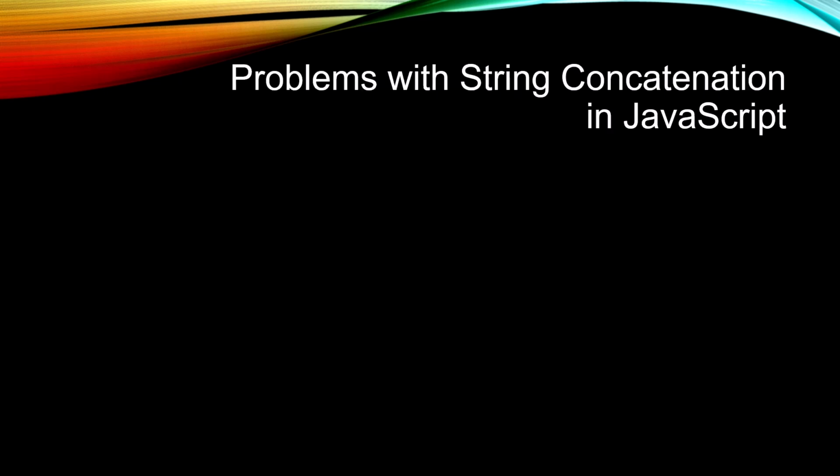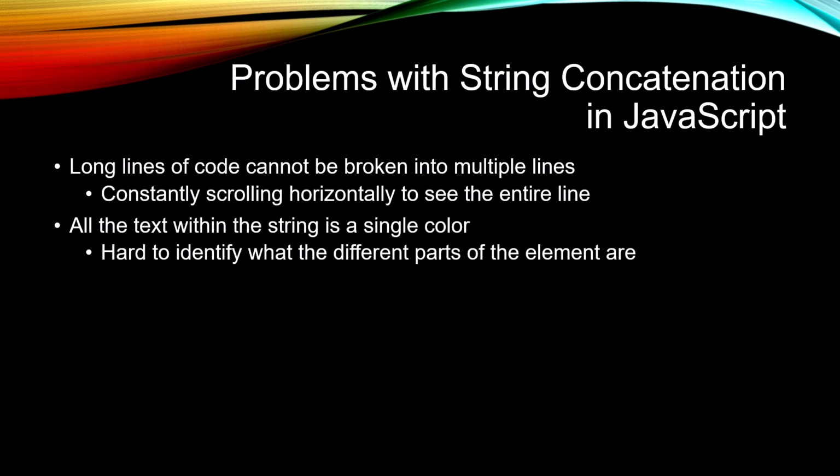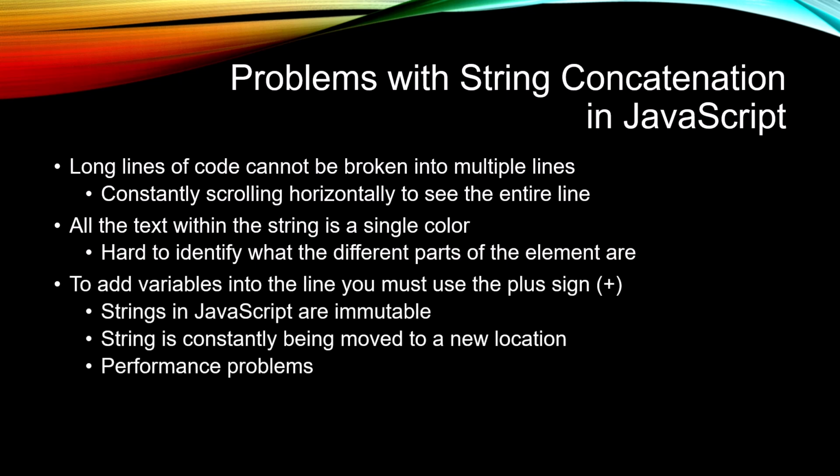So the problems with string concatenation in JavaScript is long lines of code cannot be broken into multiple lines. That means constant scrolling horizontally to see the entire line. All the text within the string is a single color, so it's hard to identify what the different parts of the elements are. That can lead to more bugs. To add variables into the line, you must use the plus sign. That means that things are being concatenated all the time.